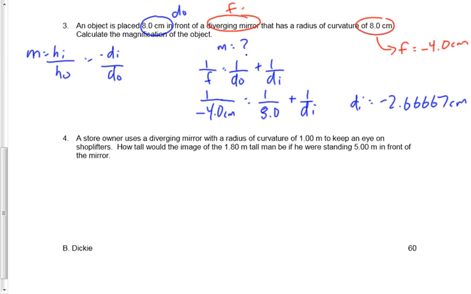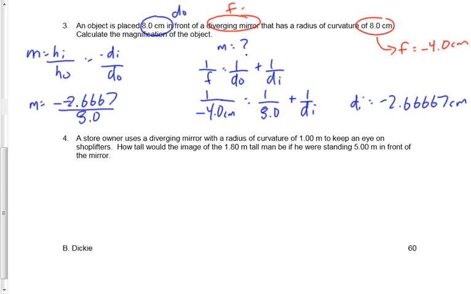So now let's go back to the magnification and say negative DI. We just found that negative 2.6667 divided by DO is 8, right? Negative 2.67 divided by 8, I think, is a third, isn't it? 0.33. Going to be negative 0.33, right? What's wrong with that, Brad?